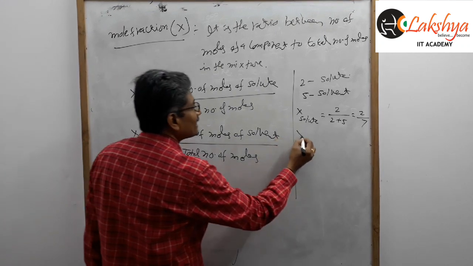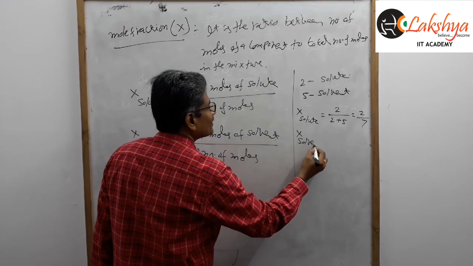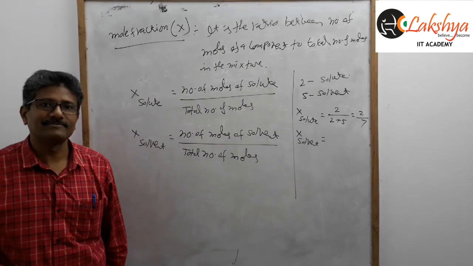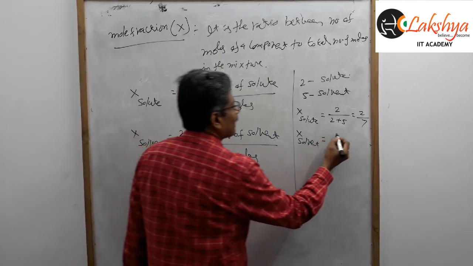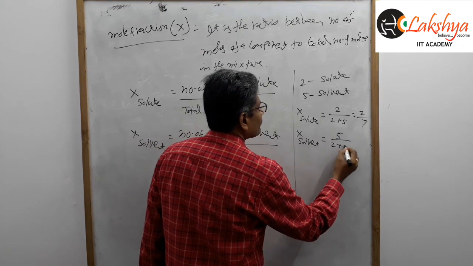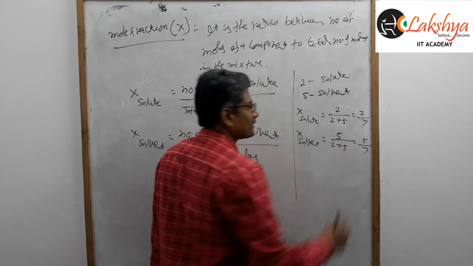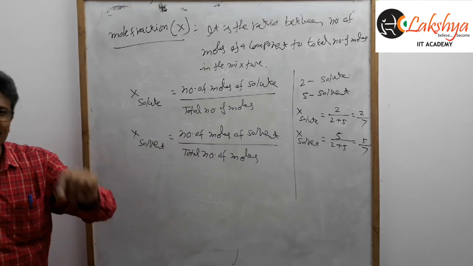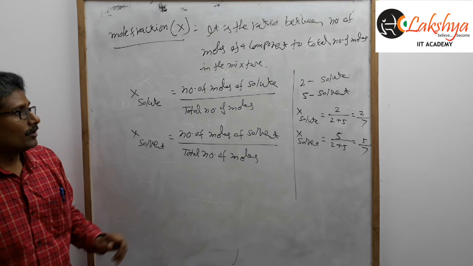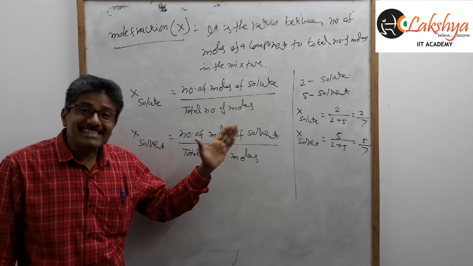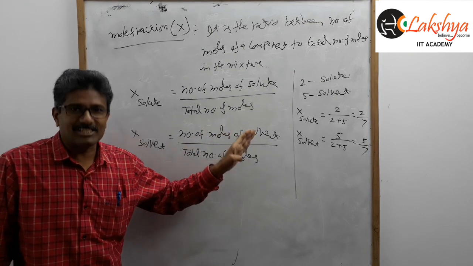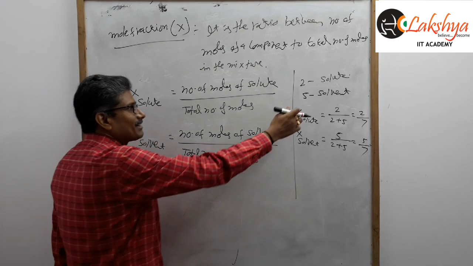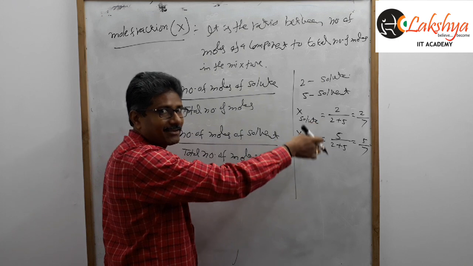Like that, what is the mole fraction of solvent? Here number of moles of solvent is 5, by total number of moles, so this is 5 by 7. Right, I am asking one question here. What is the sum of the mole fraction of solute and solvent?